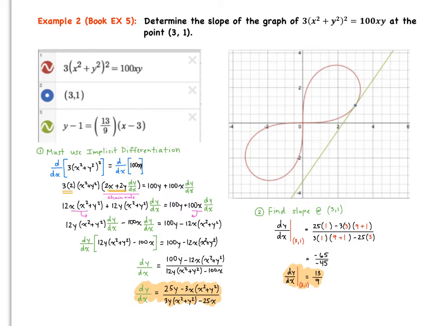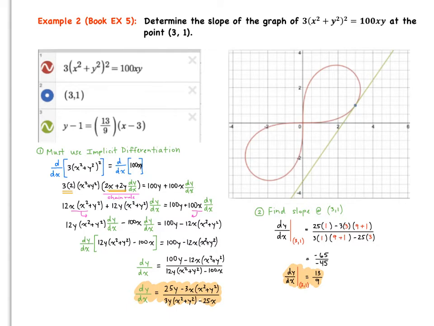This next example, which comes from the book in that section, we want to determine the slope of the graph of 3 times the quantity x squared plus y squared, squared, equals 100xy at the point (3, 1). So whenever we're asked to find the slope, we need to think derivative. Okay, so it's telling us to find the derivative, dy/dx. However, we should look at that equation and we should recognize that is an implicit equation, so we're going to need to use implicit differentiation.